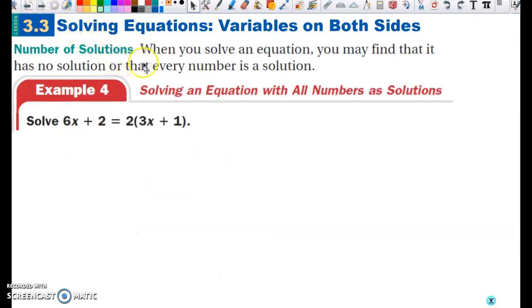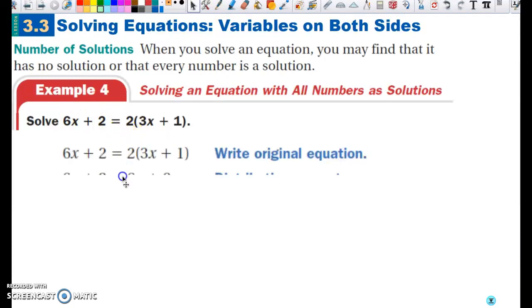And even more strange is solving an equation where all numbers work. What that means is I could put in any number for x and it still would make sense. Here, let's see why. First, use the distributive property. 6x plus 2 is equal to 6x plus 2. And you could see that I have an identical, not even just equivalent. It's equivalent for sure, but it's identical. It looks exactly the same.